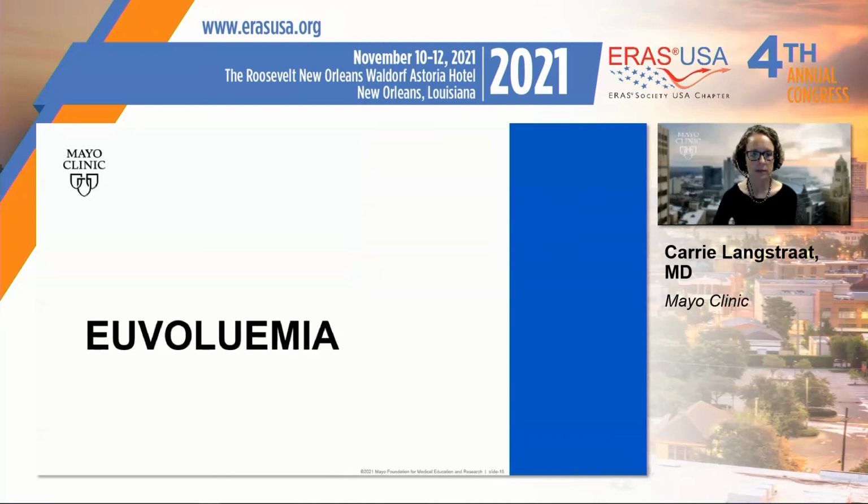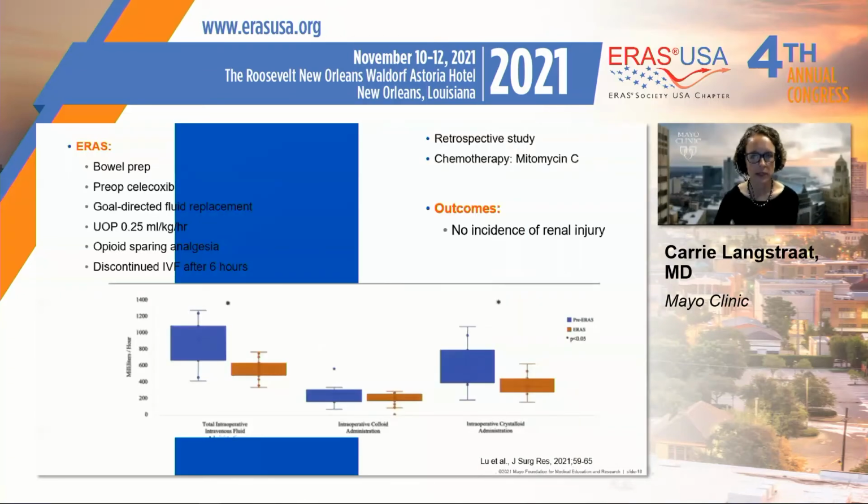And finally, euvolemia. This is a more complex problem. In this study by Liu et al., they took their patients undergoing HIPEC with mitomycin C. They had goal-directed fluid replacement with the aim to maintain urine output of 0.25 milliliters per kilogram per hour. They also discontinued IV fluids 6 hours after surgery, giving only fluid boluses as indicated by symptoms and clinical findings. And in their group, they significantly reduced their total intraoperative fluid use from around 900 milliliters per hour to about 500 milliliters per hour.